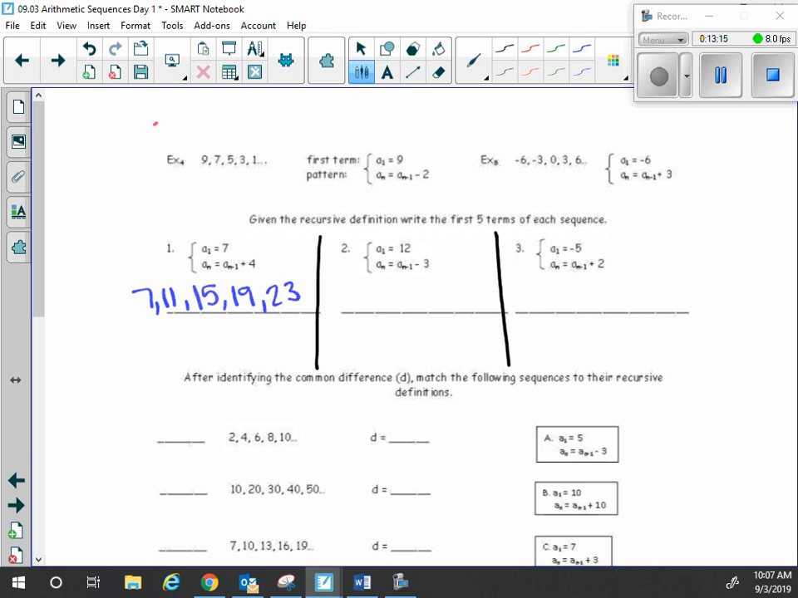Do number 3 for me. We can skip number 2. I want to be able to get through to the explicit.